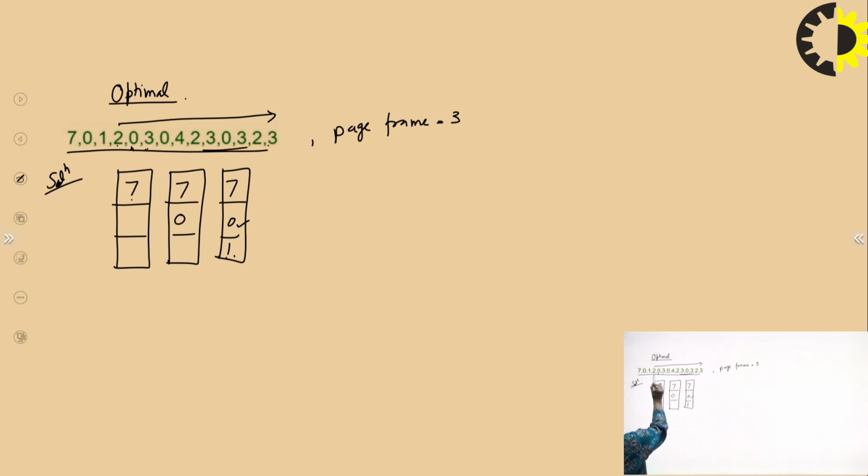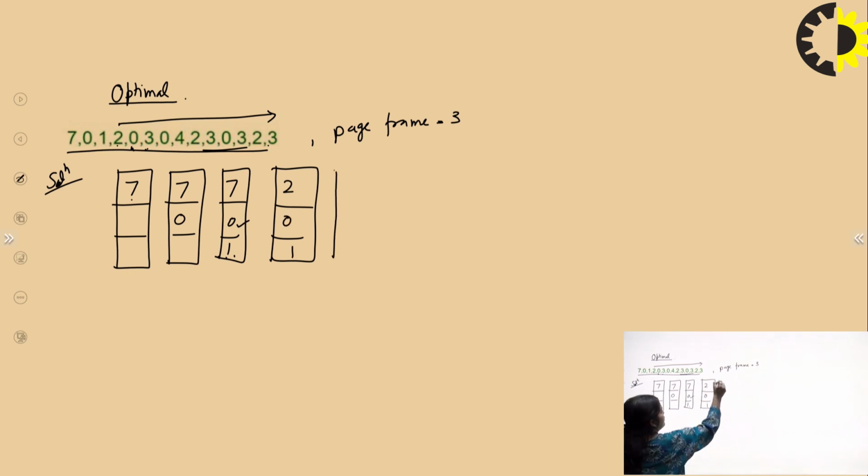1 didn't come and the 7 didn't come. Now you have to take the decision, because the 7 doesn't come in the future and the 1 also does not come. Fine. So either you can replace it by the 7 or you can replace it by the 1. Both are correct. So I am replacing it here with a 7. Now the 2, 0 and 1 are there. You can also replace it by the 1. Fine. Next is the 0. 0 is already there.